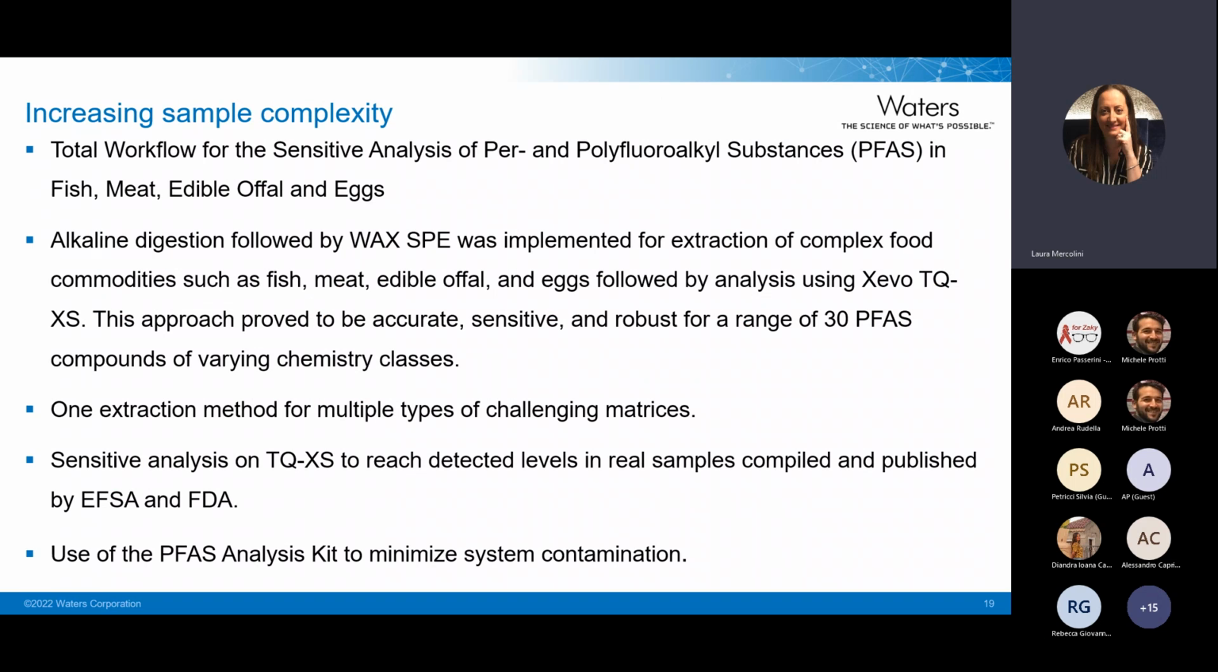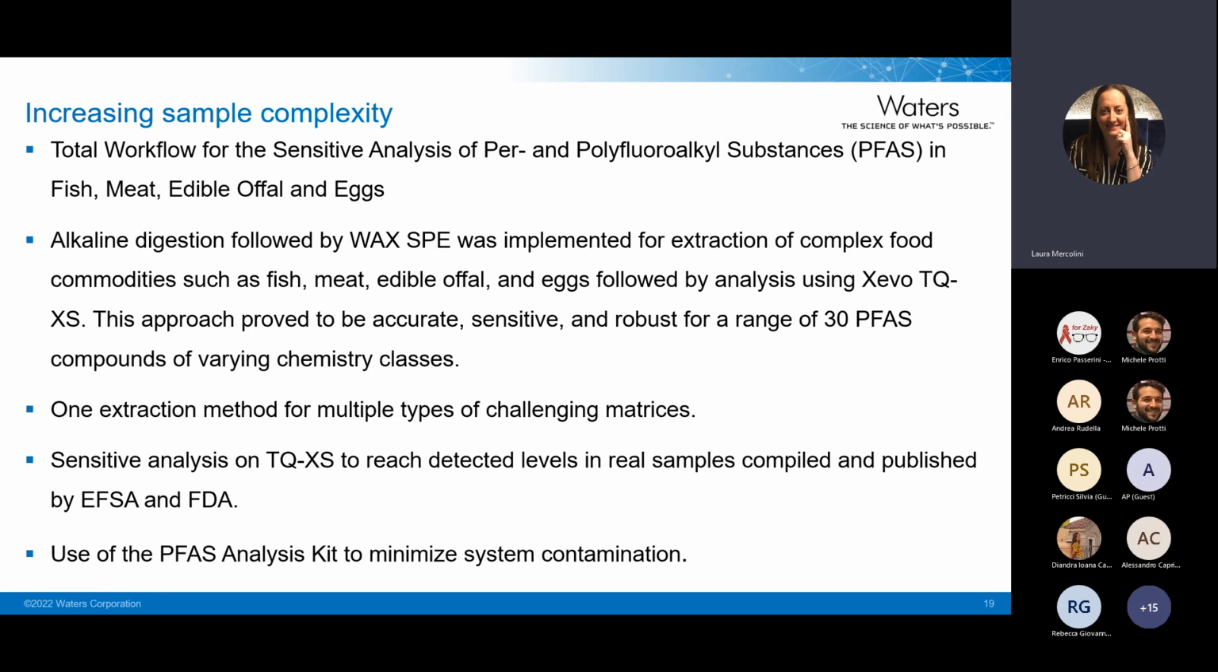So if we increase the sample complexity, we try to develop a total workflow for the sensitivity analysis in fish, meat, and the metrics mentioned before. As I said before, alkaline digestion is used for the extraction because we use WAX SPE.